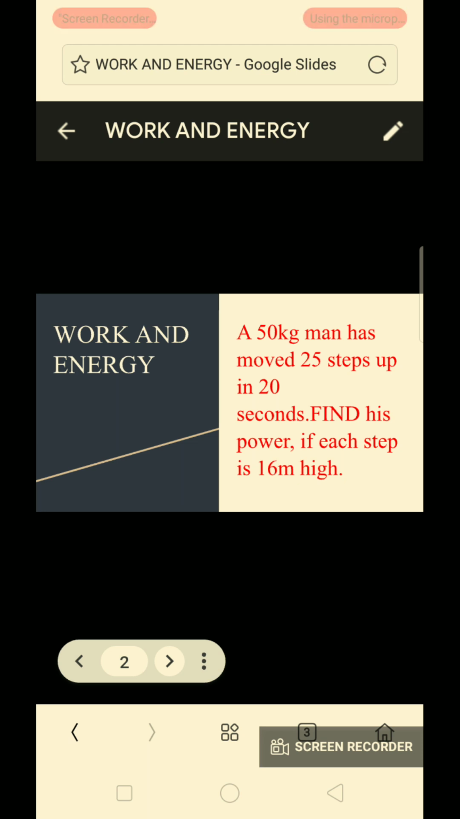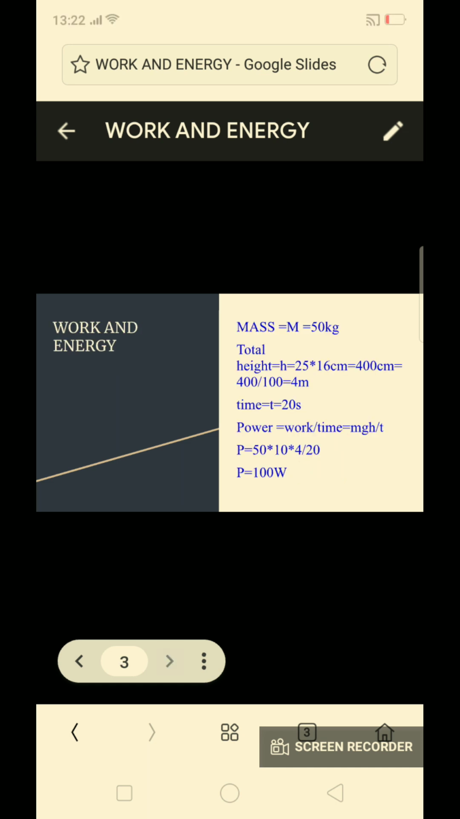A man has moved 25 steps up in 20 seconds. Find his power if each step is 16 meter high. Now the mass of the man is 50 kilogram. He has moved 25 steps up in 20 seconds. 20 seconds is the time, and he has moved 25 steps up, and each step is 16 meter high. So what we have to do? Let's start with the numericals.